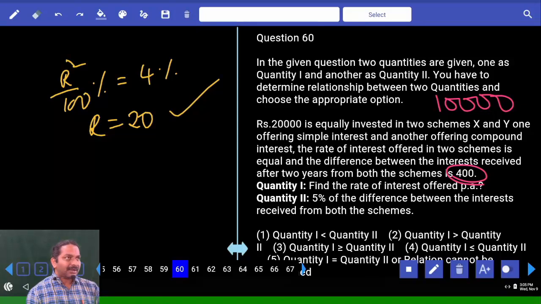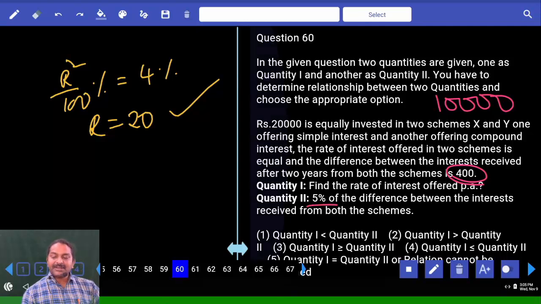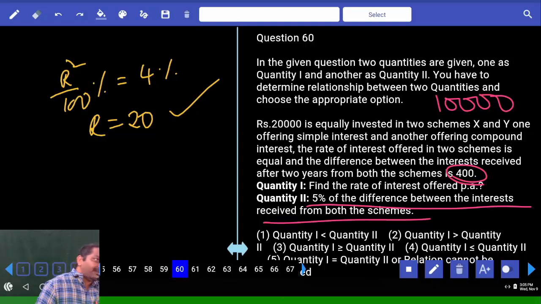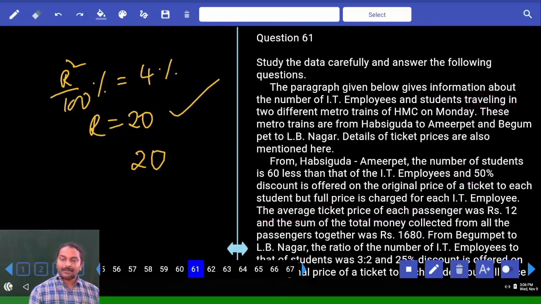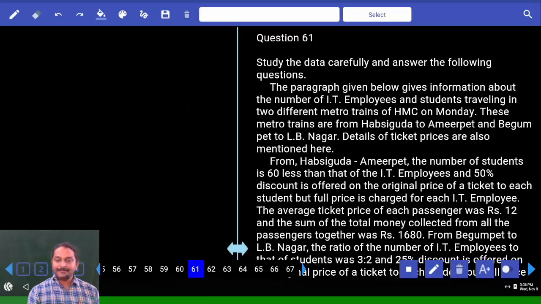20. 5% of the difference between interest received from both the schemes. You are already given the difference. In the question, you were already given the difference, 400. Out of that 5% is 20. Both are equal. Yes. Come on, make it fast.